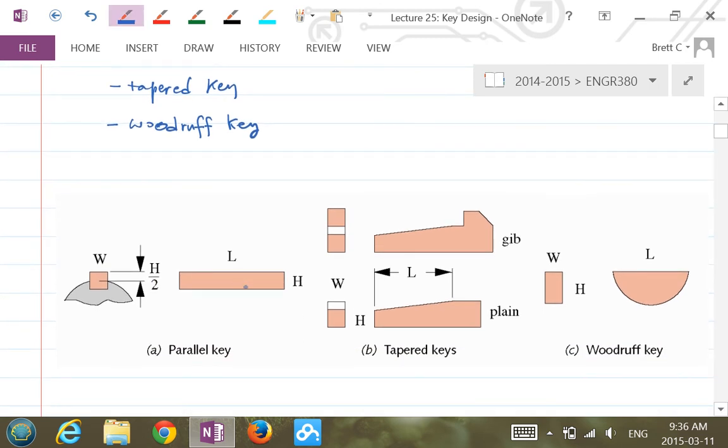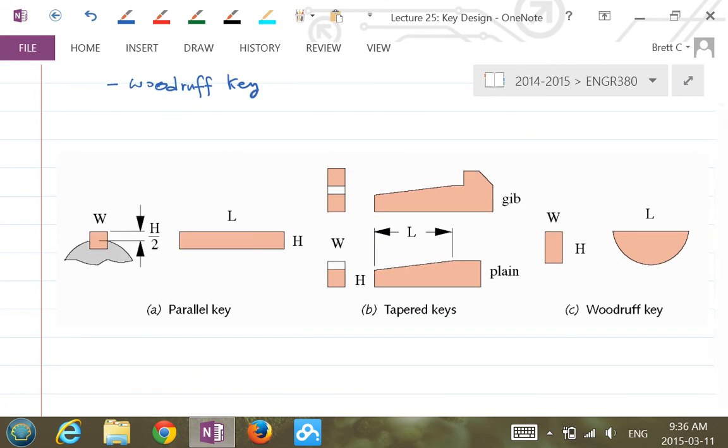First one is a parallel key. A parallel key includes the so-called square key. So this is actually square here, looks like. Basically the width of the key is the same as the height, and that's the so-called square key. Then you have the length of the key. You see here the key is sitting partially in the shaft. Typically the W, the width, is taken as 1/4 of the shaft diameter. So you don't want it to be more than that.